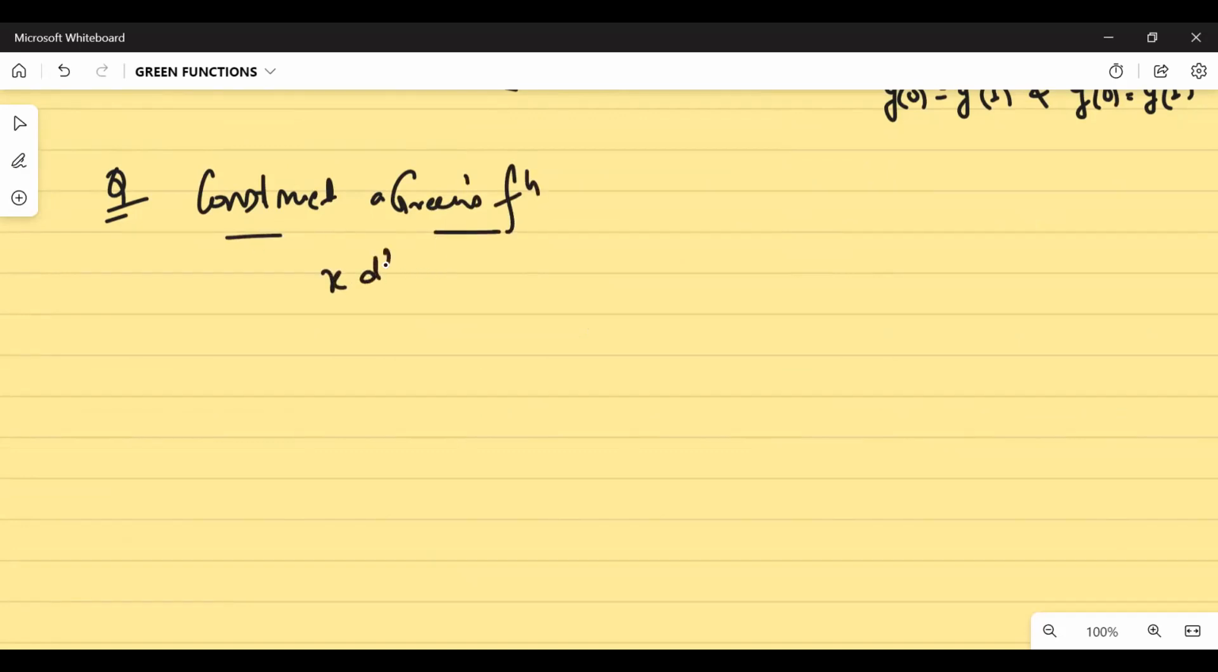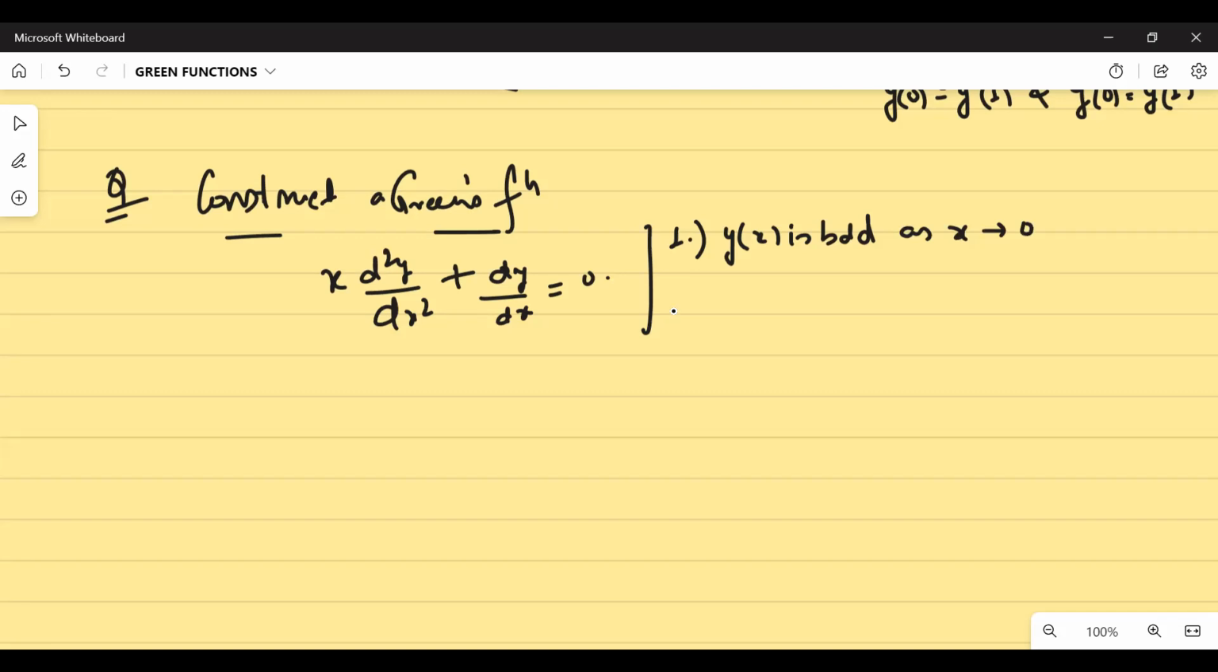And this is a Cauchy-Euler differential equation. I hope you're aware of Cauchy-Euler. Otherwise, I'll explain you. Yes, sir. Okay. And the conditions are, one, that your y(x) is bounded as x tends to 0. And second, the condition is y(1) is equal to alpha y dash 1, and alpha is given to be not equal to 0. These two are the conditions given to you.